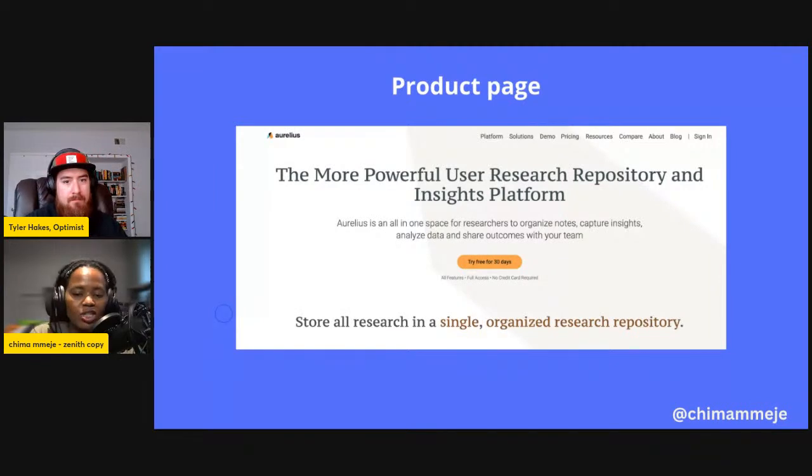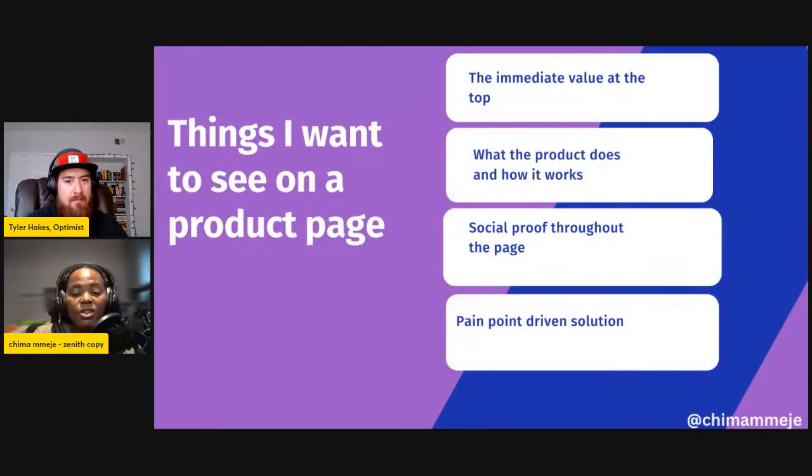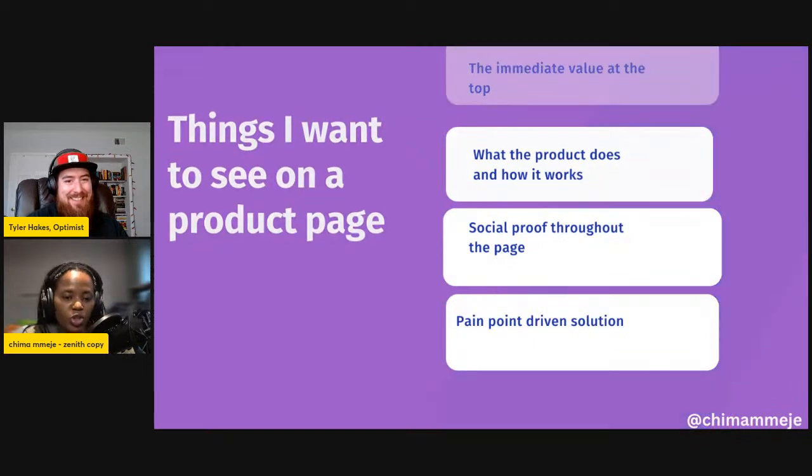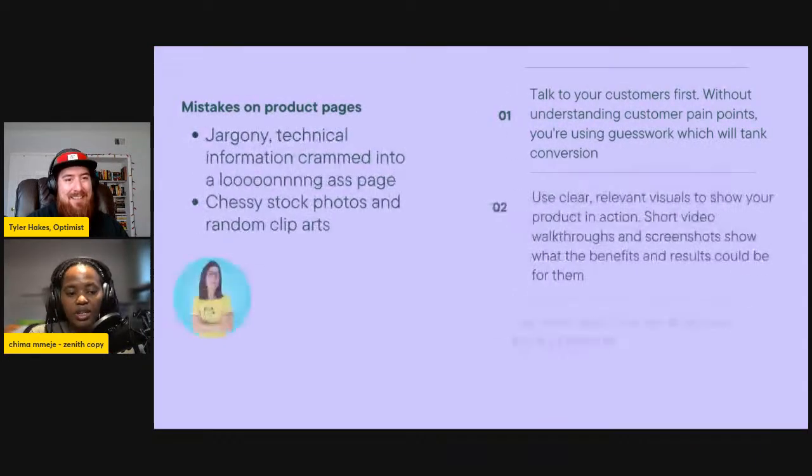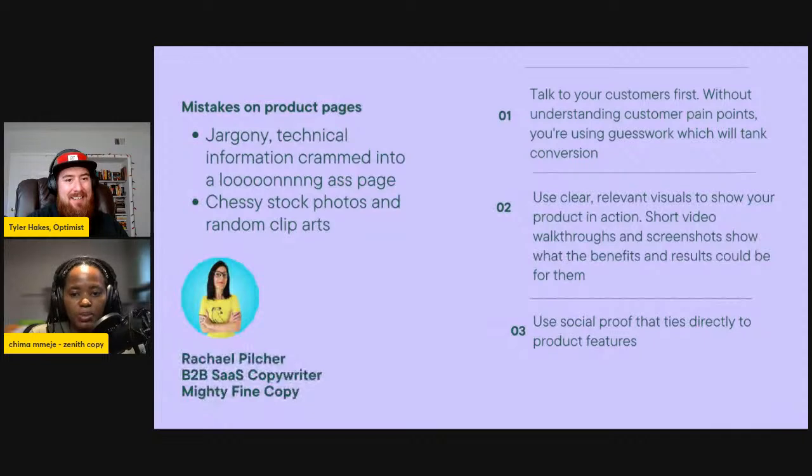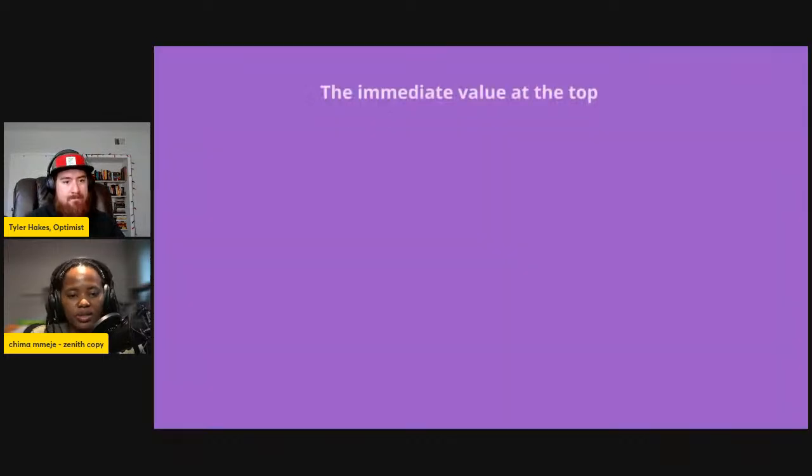Now, this is your generic product page. Let's say you're a user research repository tool, and then you just have your normal product page. A few things that I want to see on the product page: value at the top, how the product works, social proof throughout the page, and pain point driven solution. Now, this is really good advice from Rachel Pilcher. The one I want to focus on is talk to your customers first. Without understanding customer pain points, you are using guesswork, which will tank conversion.